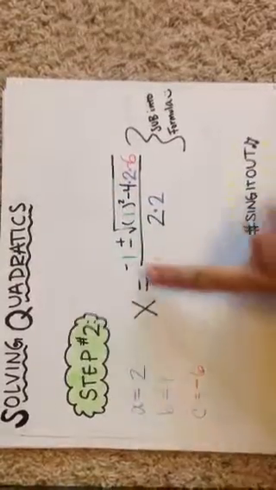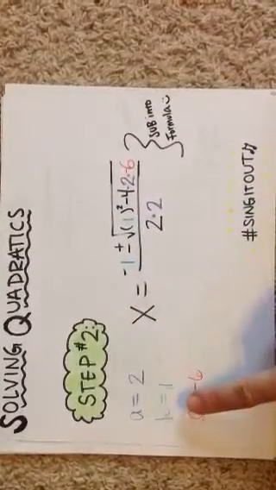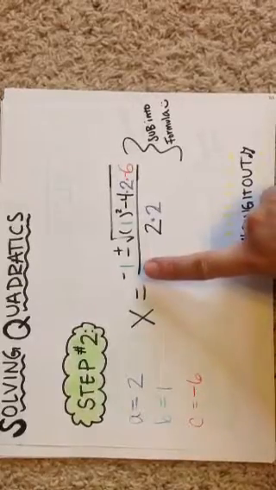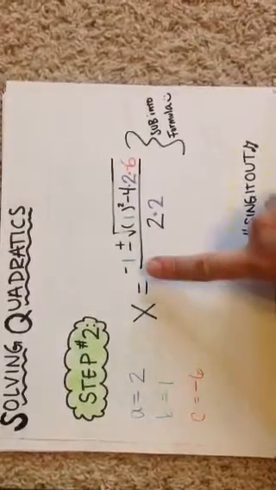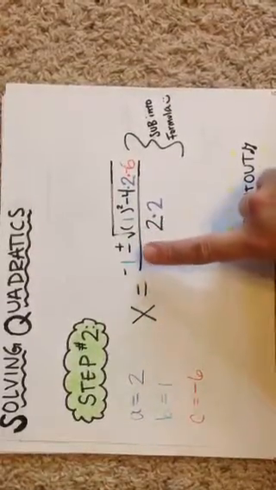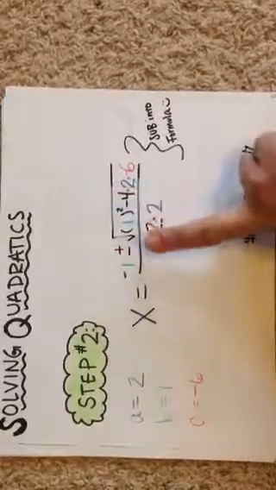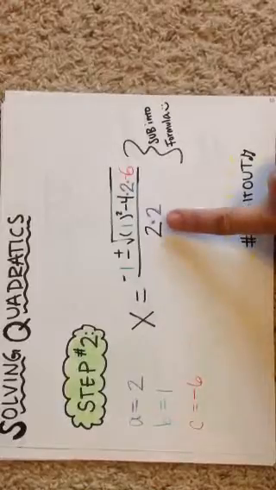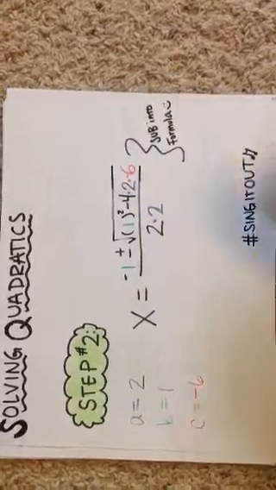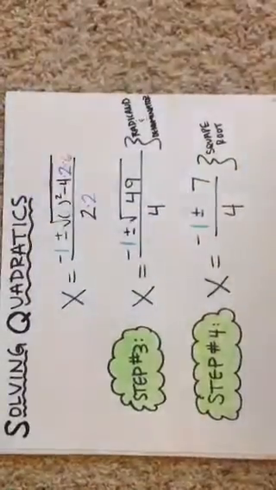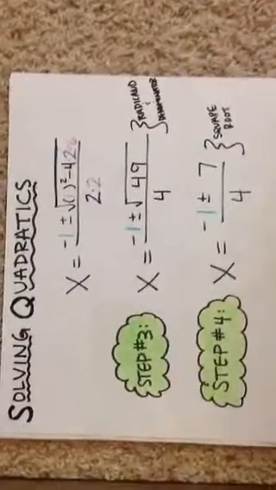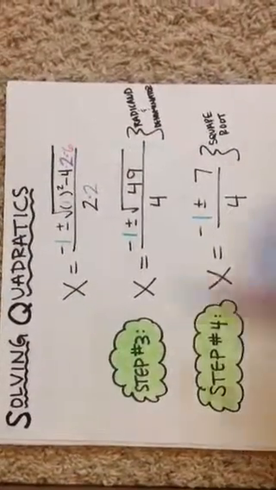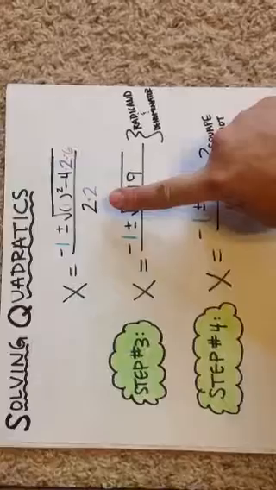Now notice, opposite of b, which is 1, makes it negative. So make sure you have your sign. Then we have our plus or minus, our square root, our discriminant or our radicand underneath, and 2 times a at the bottom. Alright, moving along, step 3. Now we need to simplify and actually find our roots. So here's our formula filled in.